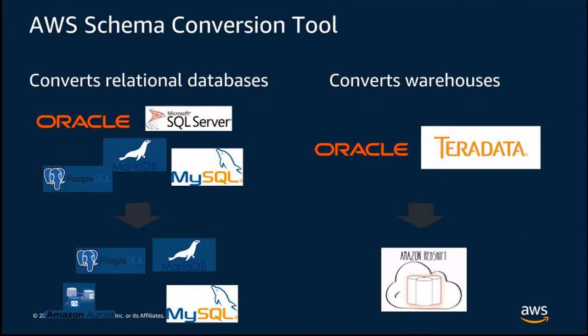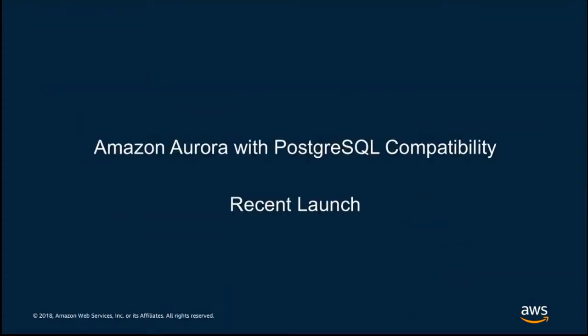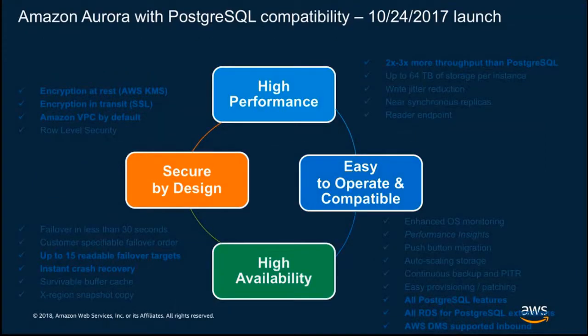And as I mentioned before, SCT and DMS work with lots of different sources and targets, both relational and data warehouses, and we're always adding more to this slide. And finally, as I mentioned earlier on, we did go GA on October 24th with Aurora Postgres. We went GA with pretty much everything you see on the slide. Some of the bullets are highlighted simply because that's what I usually focus on when I'm on this slide.